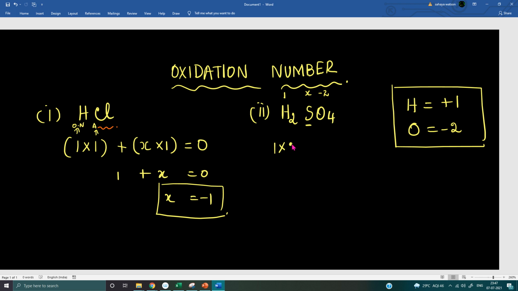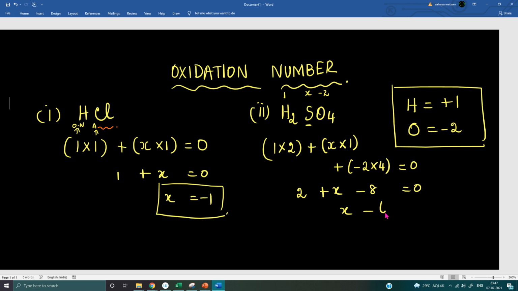There are 2 atoms. Then plus, sulfur oxidation number we don't know, so I am writing X into, how many sulfur atoms there? Only 1. Again plus, oxidation number of oxygen is -2 and the number of oxygen atoms is 4, which is equal to 0. So once you do the calculation, 2 plus X minus 8 is equal to 0, X minus 6 is equal to 0, or X is equal to +6. So this is the oxidation number for sulfur.